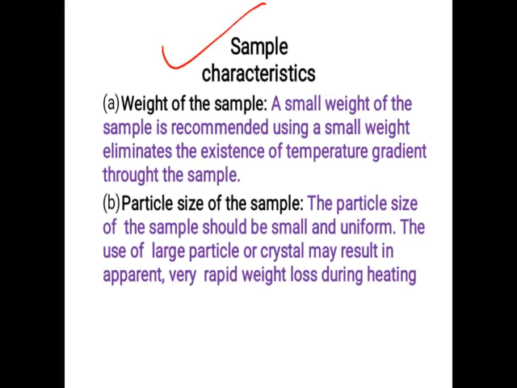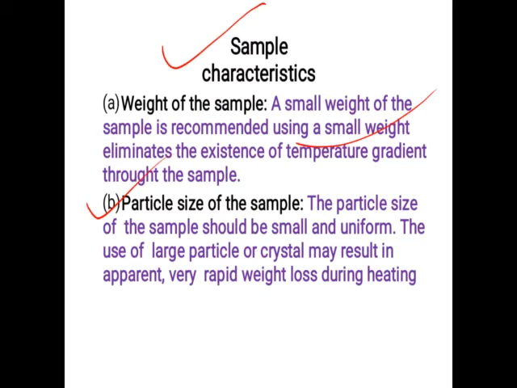The next factor which affects the thermogravimetric curve is the sample characteristics, that is the weight of the sample and the particle size of the sample. Generally, in thermogravimetry, we are using a sample with a small weight, because this small weight eliminates the existence of a temperature gradient throughout the sample. That's why a sample with a small weight is generally recommended.